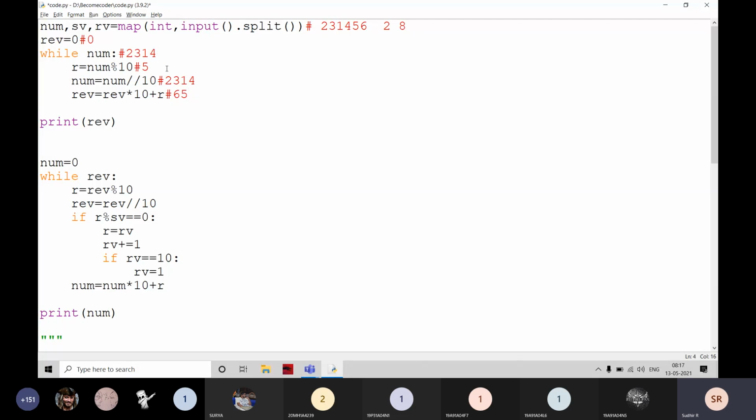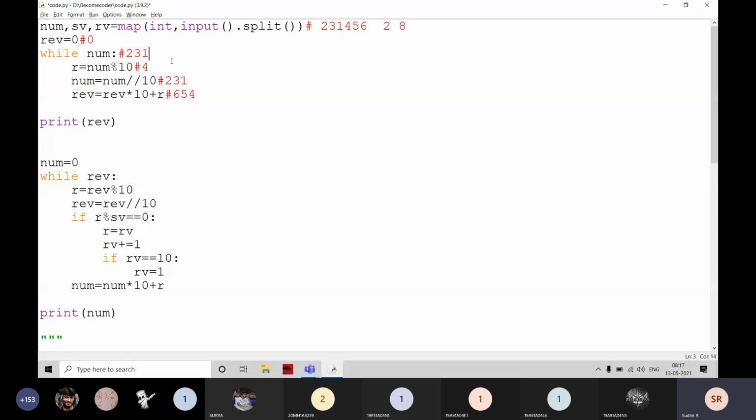Then this is the new num value, and this is going to be 4, and this is going to be 231. Then again 65 into 10, that is going to be 650 plus R, that is going to be 654. Clear, Ashok? Is it clear? Yes, sir.